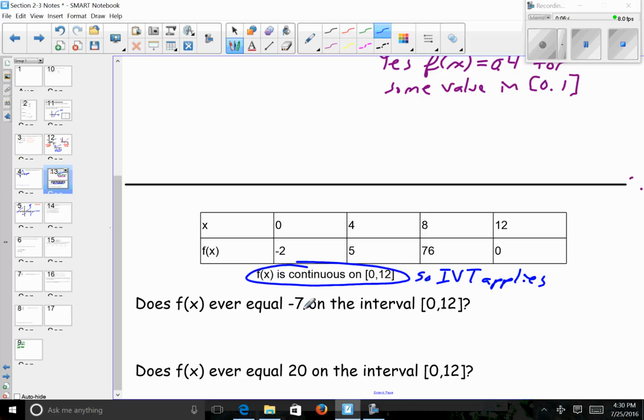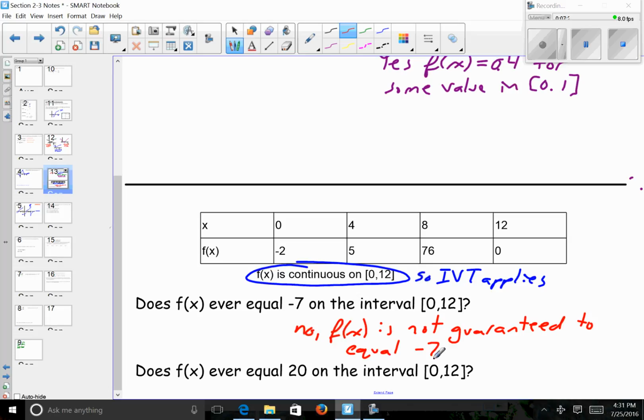Now, -7 is not in that, so I can't say it there. From 4 to 8, I hit every y value between 5 and 76. Well, again, -7 isn't there, so it can't be in that. It doesn't have to be in that interval. And then from 8 to 12, I have to hit every y value between 76 and 0. And again, -7 doesn't show up in that interval. So I would have to answer that no, f of x is not guaranteed to equal -7.